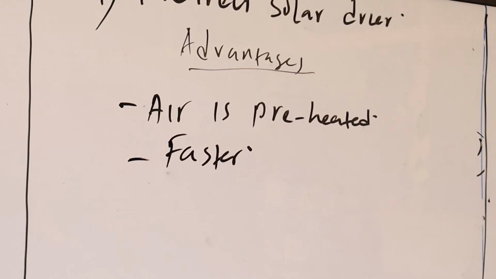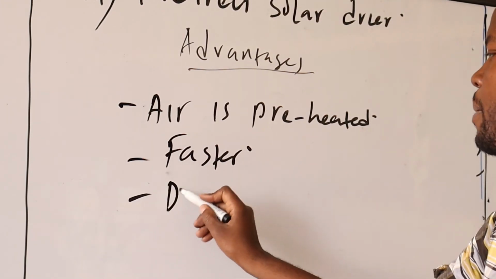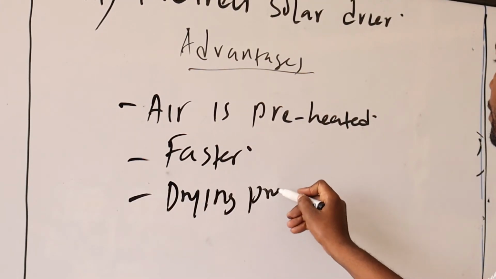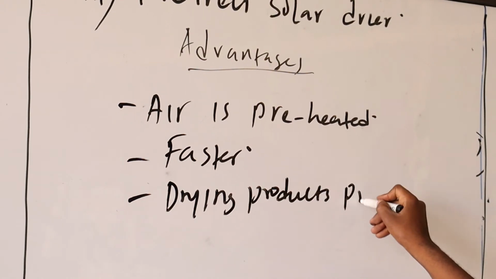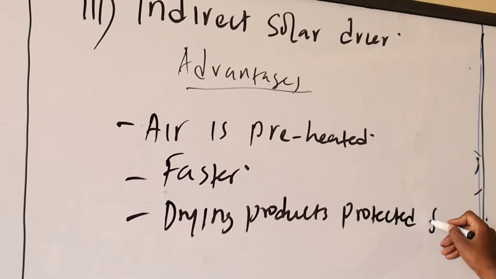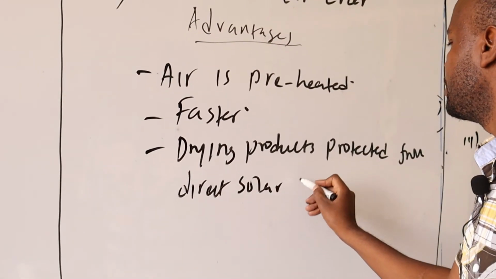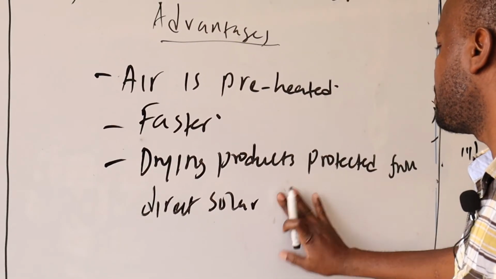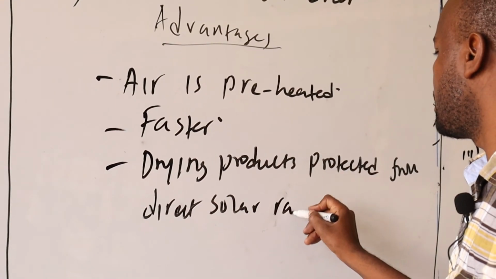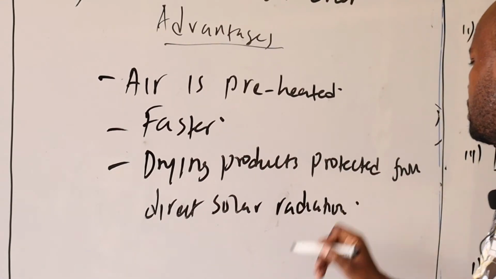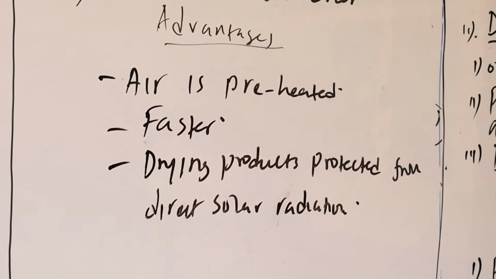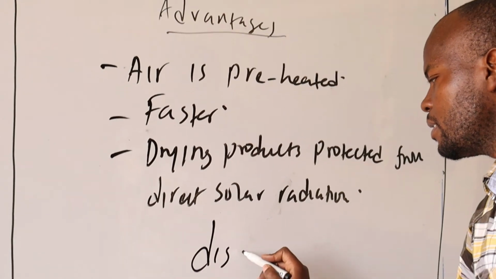Then again, the drying products are also protected from direct solar radiation. They are protected from direct solar radiation. So those are some of the advantages that we can talk about. What are some of the disadvantages?